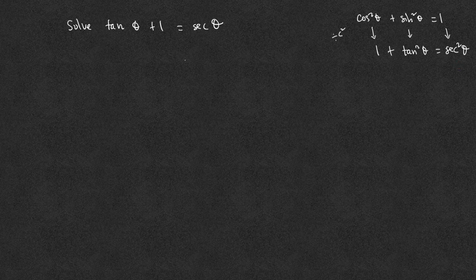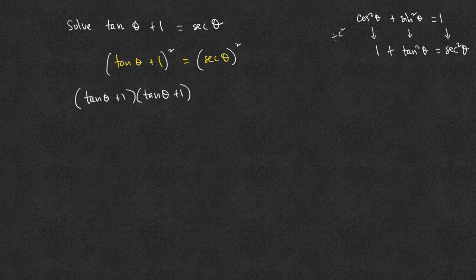Because of this, we will attempt to square both sides of the equation. We take tangent of theta plus 1 on the left and secant of theta on the right, and we square each side. Tangent theta plus 1 squared is tangent of theta plus 1 times tangent of theta plus 1, and the right hand side is secant squared theta. FOIL this or distribute, we get tangent squared theta plus tangent theta plus tangent theta plus 1, and the right hand side is secant squared theta.